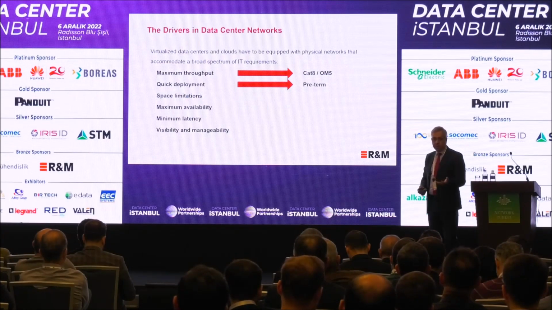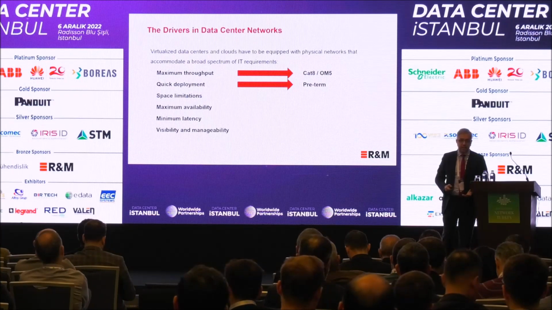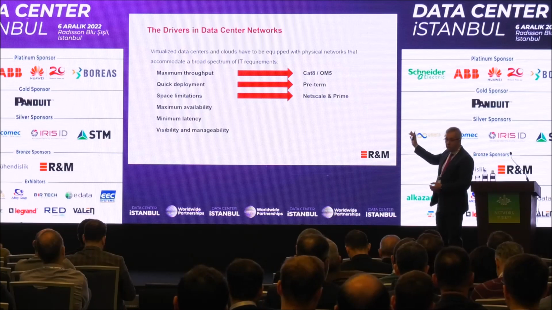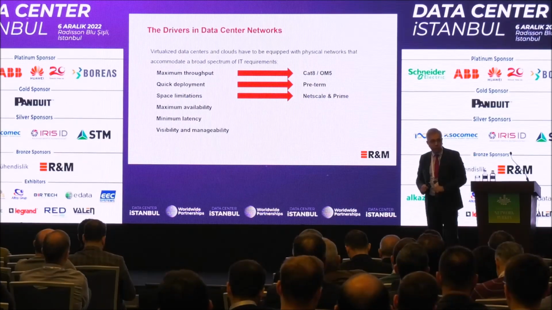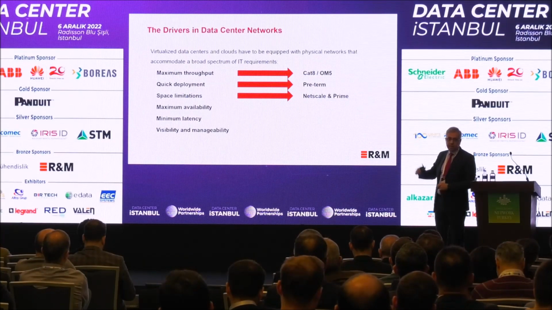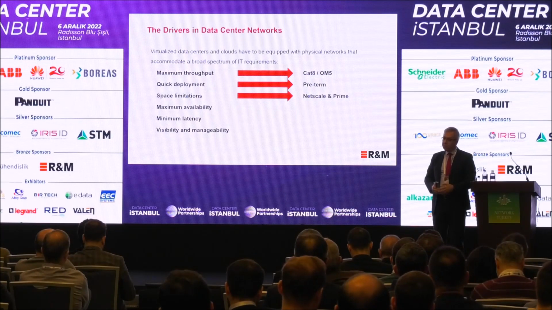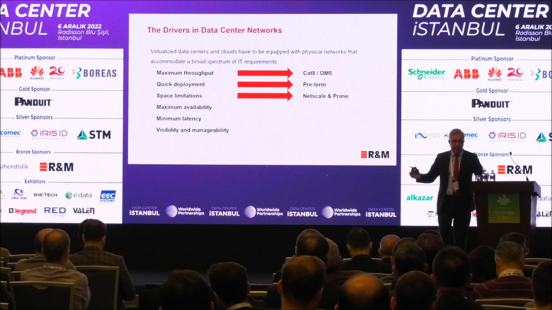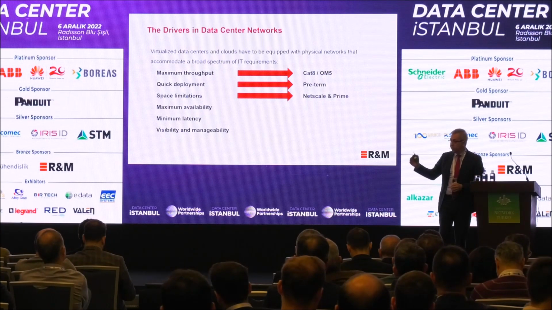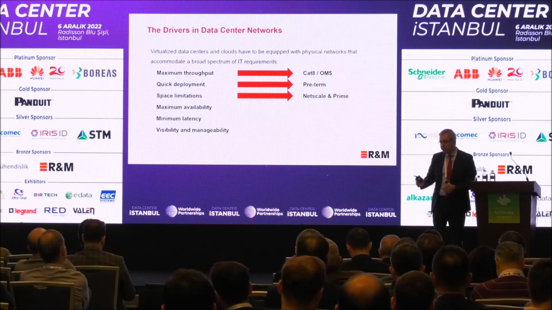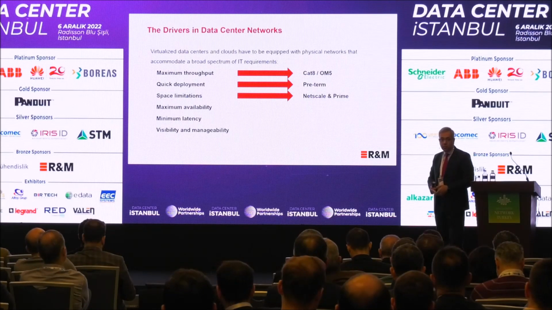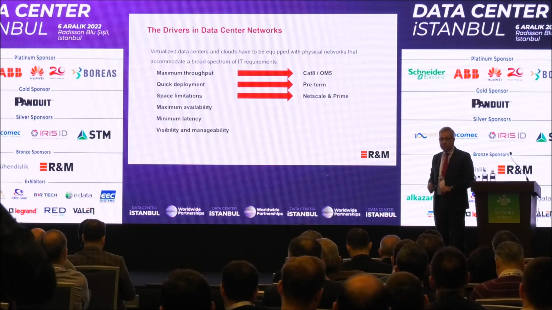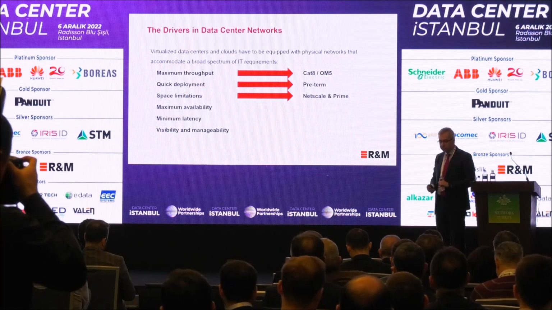For example, for quick deployment, I need to use pre-terminated cables, copper and fiber. Space is very important. I need to use ultra-high density, and you can see it at our booth, the Netscale and the Prime family, where we can have not only 24, 48, and 96, but we can have 120 port duplex in one unit. And with the Prime family at the Meet Me room, we can have 384 points at 3U. This is very important for us.